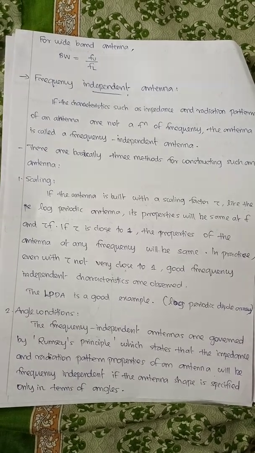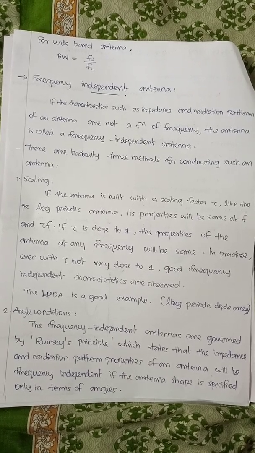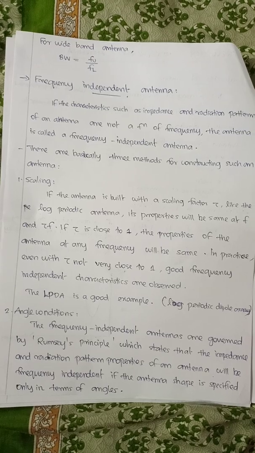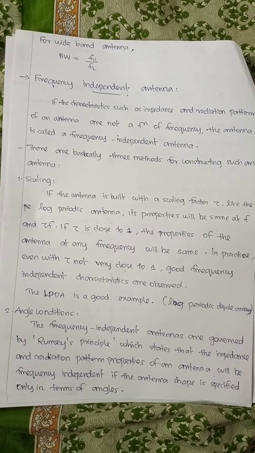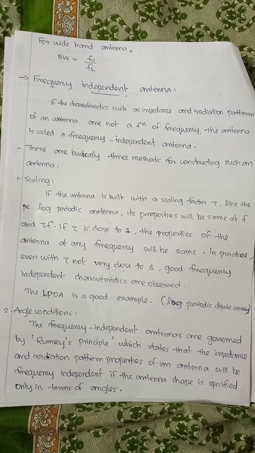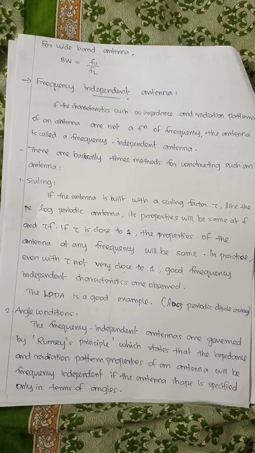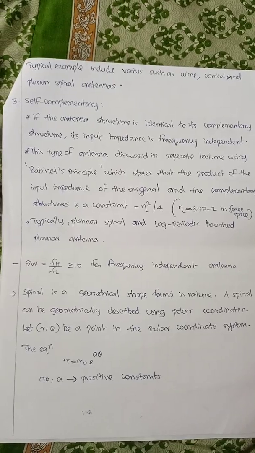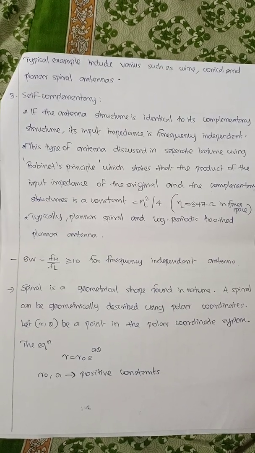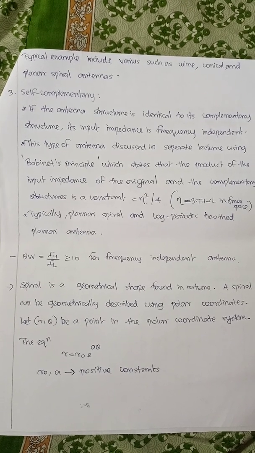The second method is angle conditions. The frequency independent antennas are governed by Rumsey's principle, which states that the impedance and radiation pattern properties of an antenna will be frequency independent if the antenna shape is specified only in terms of angles. Typical examples include various types of wires, conical and planar spiral antennas.